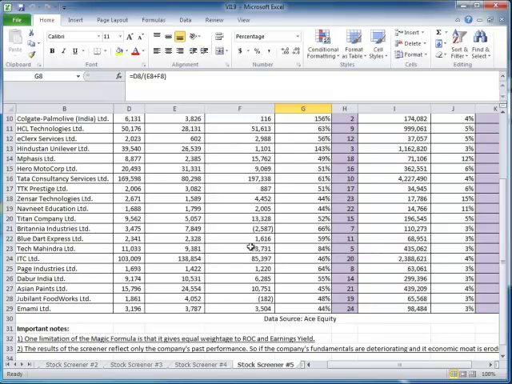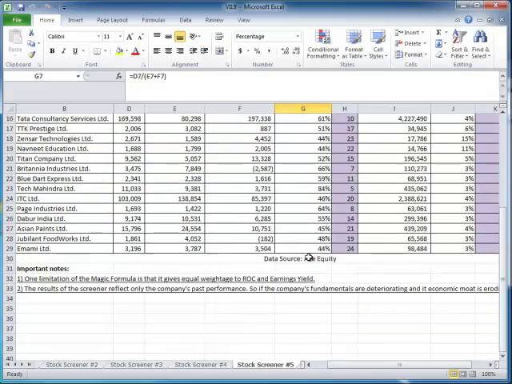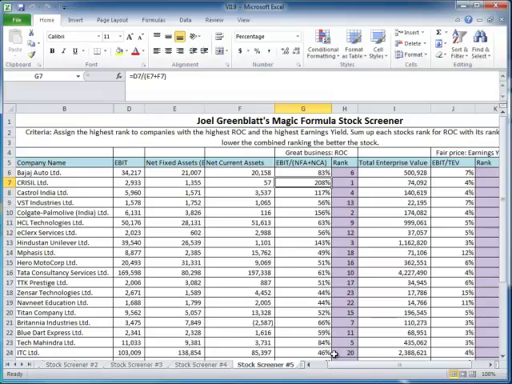If the company's fundamentals are deteriorating or its economic moat is eroding, then we have to take that into account, right? We need to think about whether this return on capital is actually sustainable in the long term, right? So that's important. Okay, let's now go back into the PowerPoint and we'll finish up the lecture. Things to keep in mind.